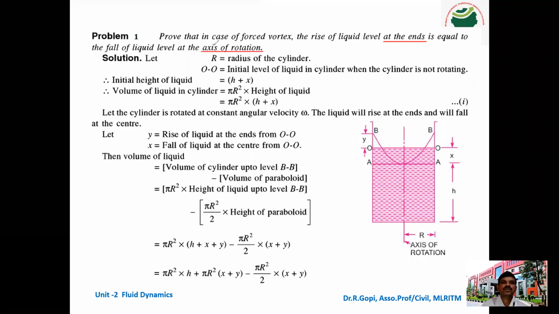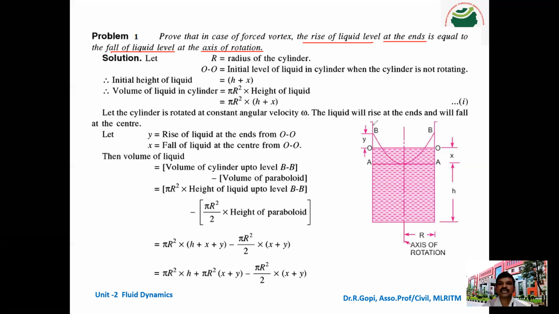Okay, so the rise of liquid level at the ends. Consider a cylinder, which you fill three-quarters with water or some other liquid. Now, about the center axis, you give a forced vortex. What happens? At the ends, the water level increases. At the middle, that means at the axis of rotation, the water level decreases. So what we have to prove is that the rise of water level at the ends is equal to the fall of the liquid level.